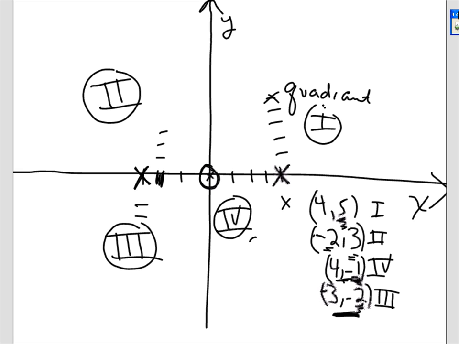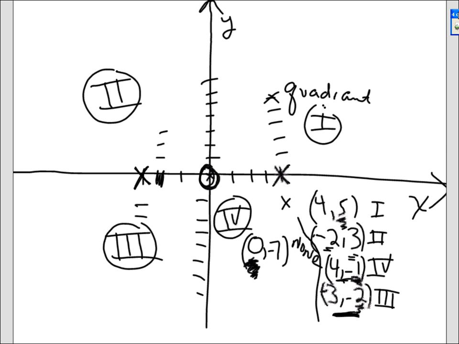If you have (0, 7). So you start at the origin and you go to the left or right, none. Then you go up 7. 1, 2, 3, 4, 5, 6, 7. The answer is none. No quadrant. If it was (0, -7), same thing. You start at the origin and you go to the left or the right, 0. But then you go down 7. That brings you on the y-axis. It is in no quadrant.